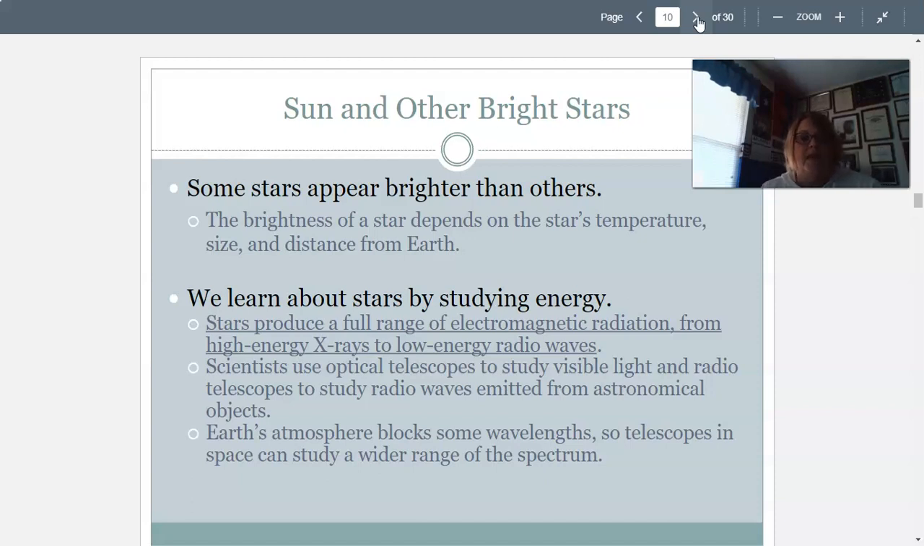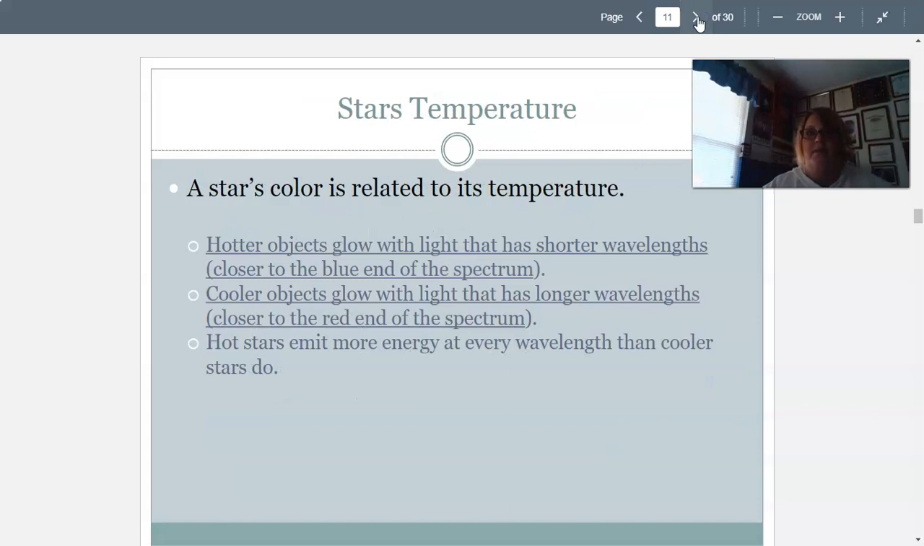Okay? We know scientists are using optical telescopes to study the visible light and radio telescopes to study the radio waves. And then Earth's atmosphere blocks some of these waves, so telescopes in space can study a wider range of the spectrum. The whole point of Earth's atmosphere is to block out some of those harmful things, okay? So it's not letting everything in that we could see here from Earth. We've got to have some things out in space to see.